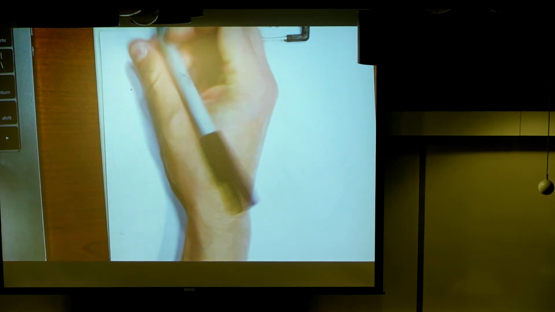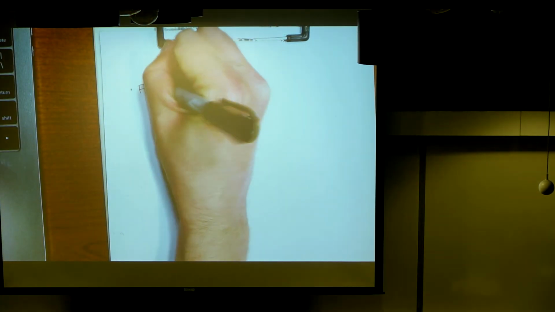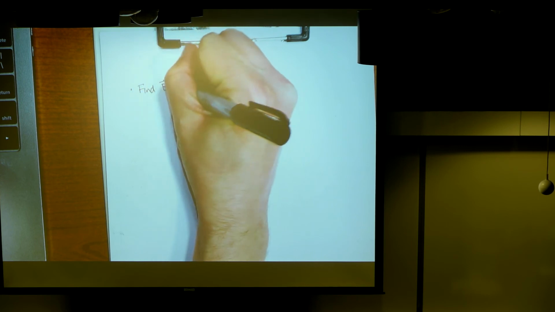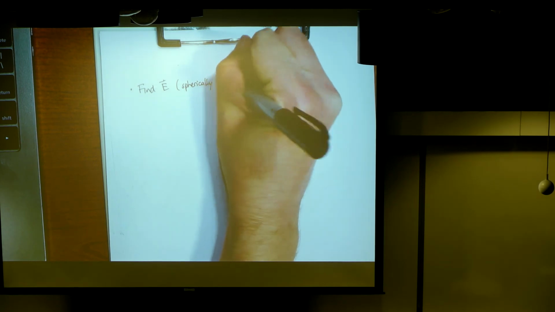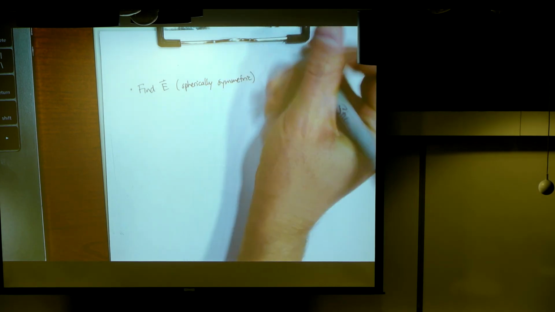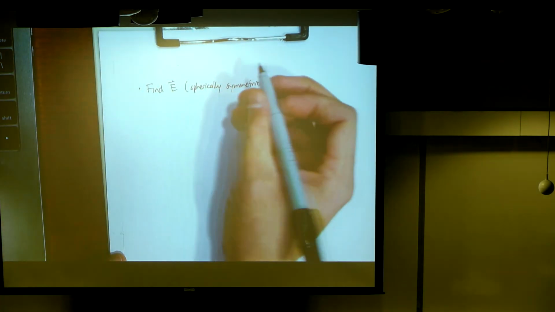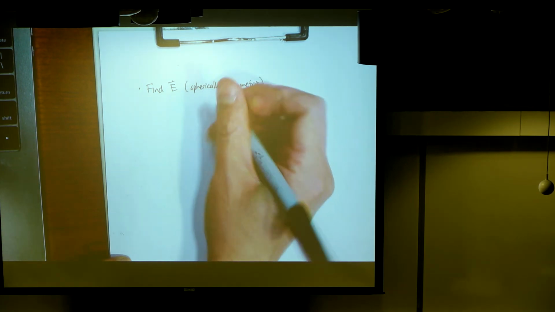All right, so what kind of symmetry are we dealing with here? Should be pretty obvious, right? Spherical symmetry. So we're going to find the E field, which is spherically symmetric. Okay, for that we're going to use Gauss's law.